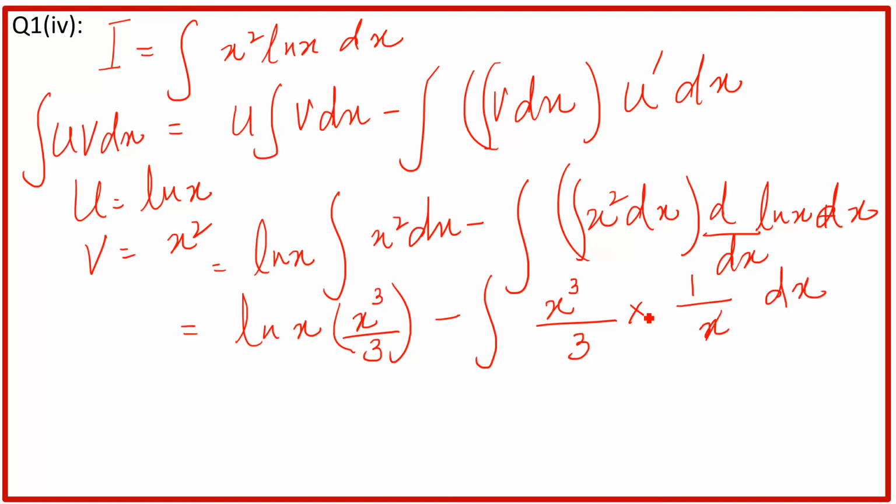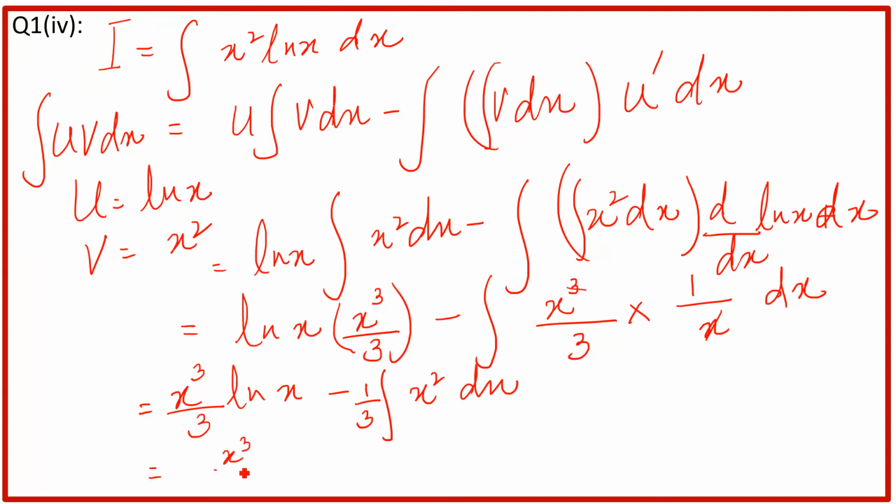So this 1 over x will cancel one x, and still we have x square here. Because there is multiplication, I can write here x cube over 3 natural log of x minus 1 over 3 as a common. So it is equal to x cube over 3 natural log of x minus 1 over 3 times the integration of x square, which will be x cube over 3, plus c, right?